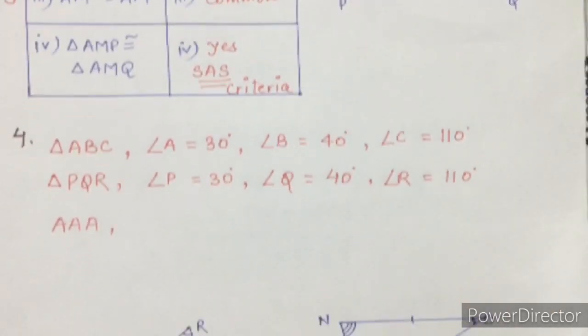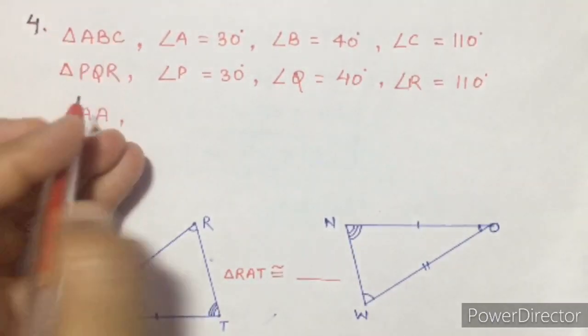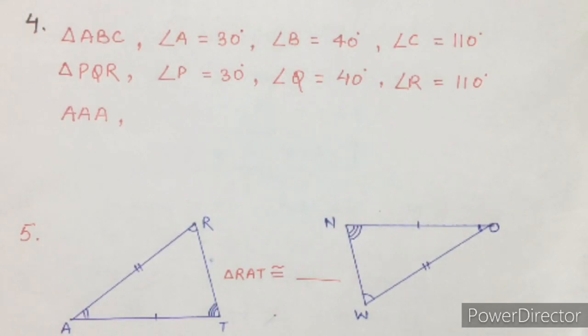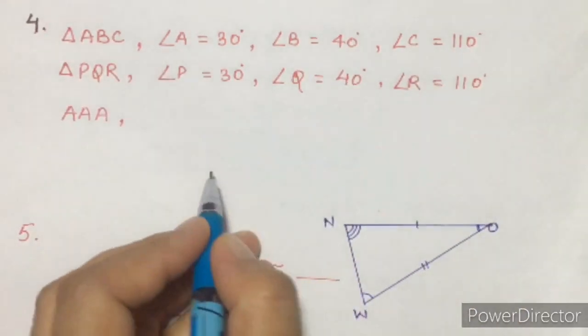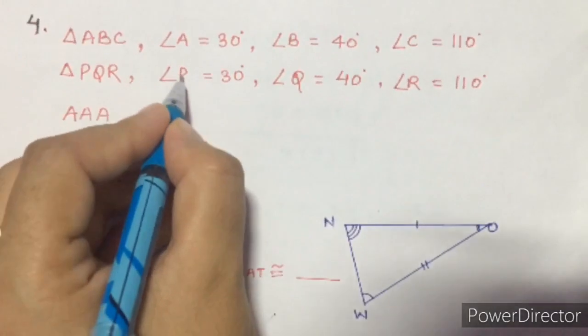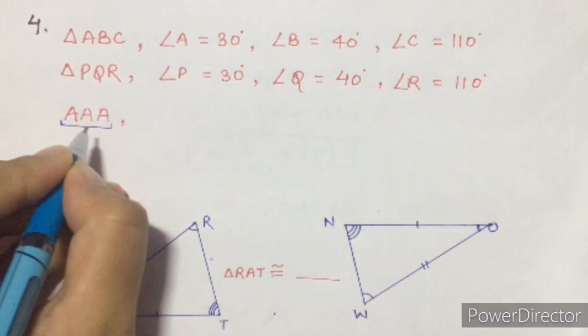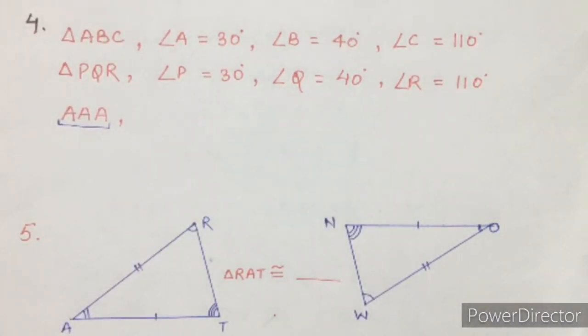Okay, let's move to question number 4 of the same exercise. Now triangle ABC, they did not give a figure in this question. Angle A is equal to 30 degrees, angle B is equal to 40 degrees, angle C is equal to 110. In triangle PQR, angle P is equal to 30, the angles are the same. A equals P, B equals Q, C equals R, and we have to use AAA criteria. A student says triangle ABC is congruent to triangle PQR by AAA criteria. Is it justified? Why or why not?